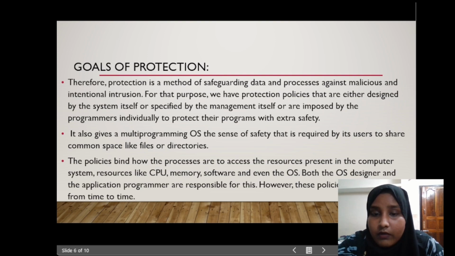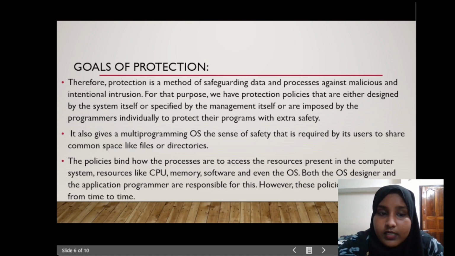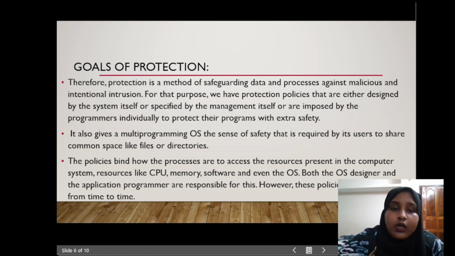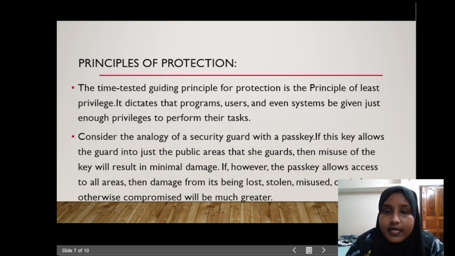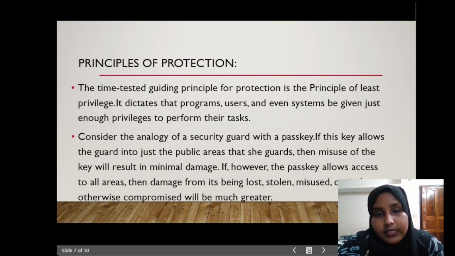However, these policies always change from time to time. Protection policies control how processes access resources such as the CPU, memory, and software. Both the OS designers and application programmers have a role in setting and maintaining these policies. So these policies evolve over time to adapt to new security threats. So the next slides will be the principles of protection.